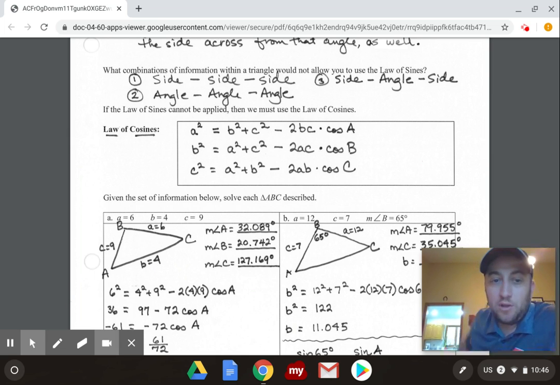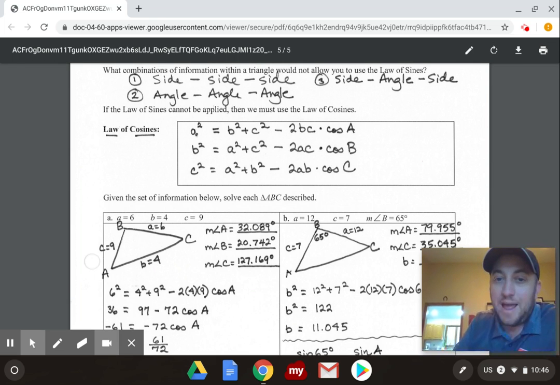So if we are using law of cosines, really the thing that's important is you want to have just one unknown out of this one entire formula. So like maybe you don't know side A, but you know side B, side C, and then angle A. In that case, you could use law of cosines.